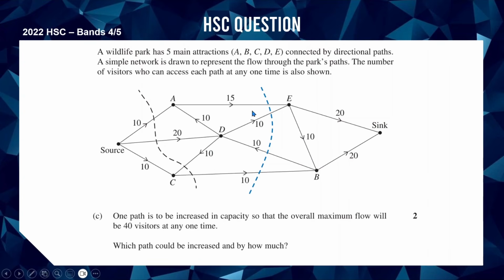Let's look at this edge up here, AE. This looks like a good contender for me, because if you look at where AE is starting, we've got 10 and 10 coming into it, which is 20, but there's only 15 coming out. So 20 people coming in, 15 people coming out.